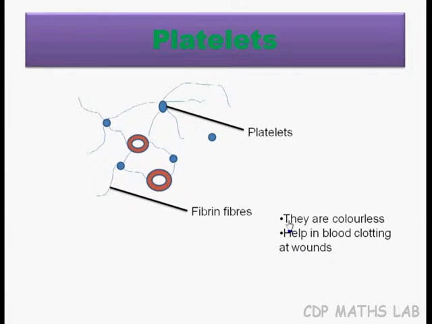Now, these platelets are colorless, and they help in blood clotting at wounds. In other words, when you get a cut, the part of the blood that is active is the platelets, because they have to trap the red blood cells, so that your cut or your wound can be healed. Okay?